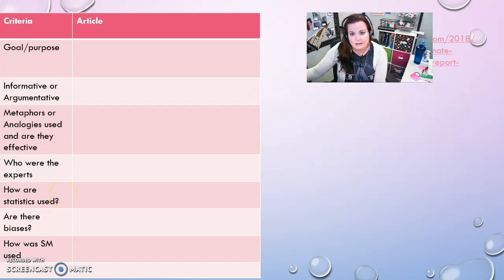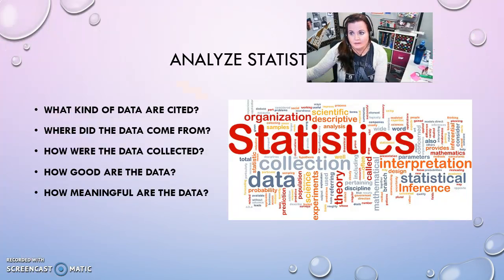Statistics are exceptionally important. They can be very, very confusing. Okay, so look at the data. What kind of data are cited? Is it percent, numerical, like a number, quantity of something? Is it a percent change? How is it going to be presented? We should think about that for a second. Well, there's lots of ways in which data can be presented.